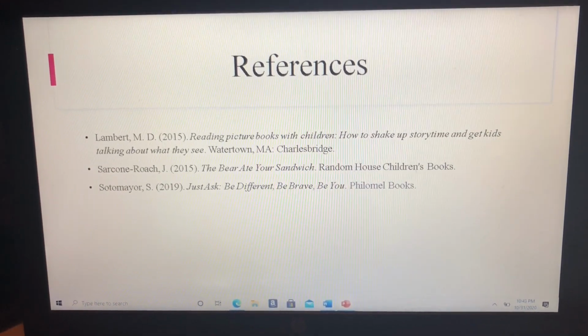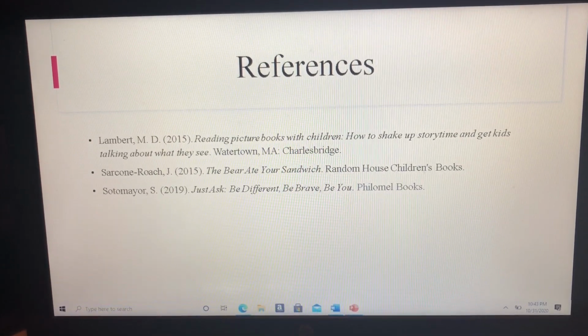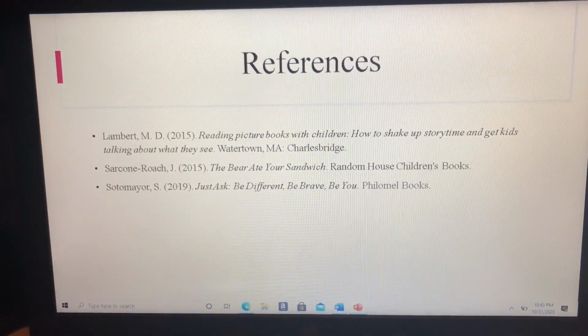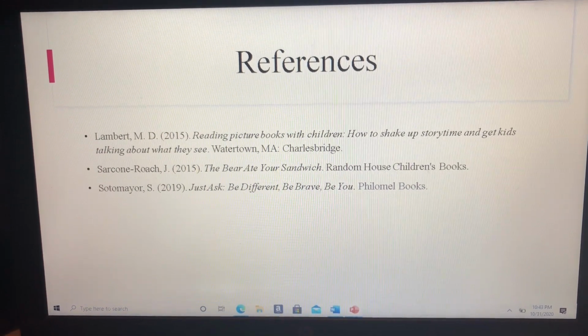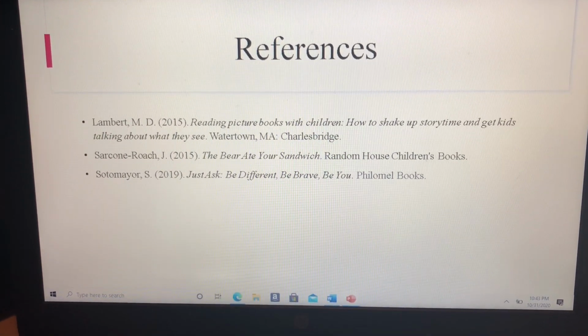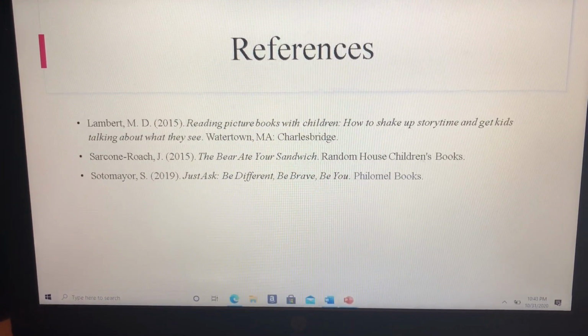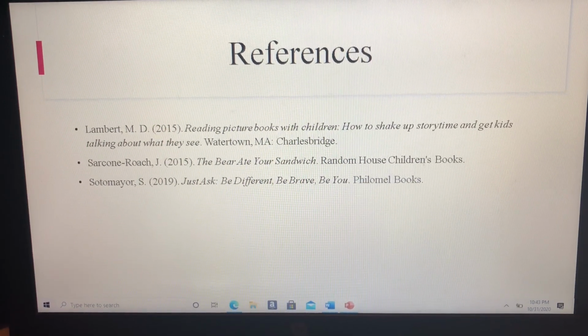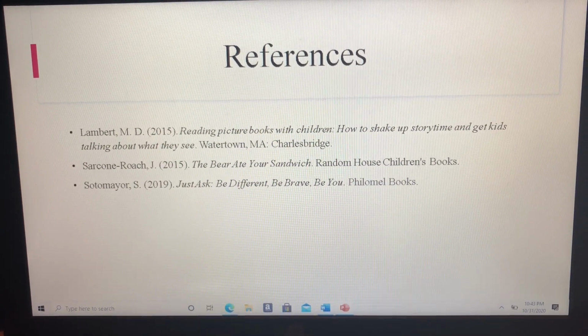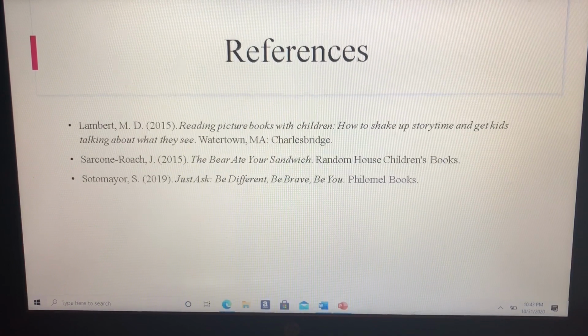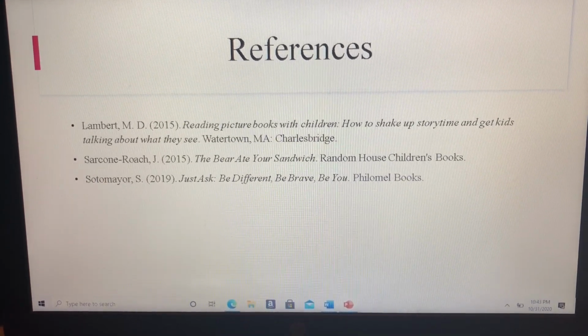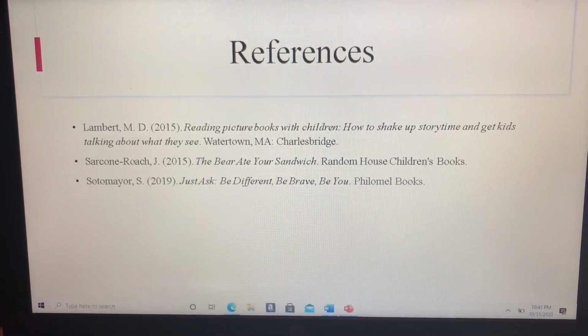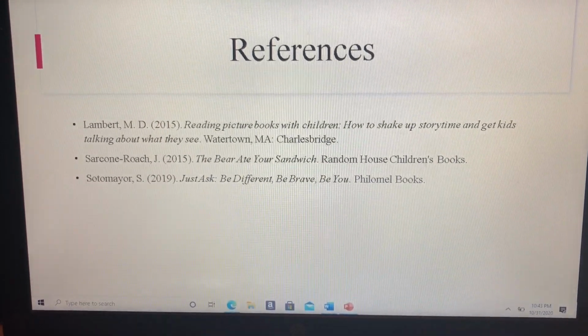Here are the references for The Bear Ate Your Sandwich, as well as Just Ask, Be Different, Be Brave, Be You. And you can look at Reading Picture Books with Children: How to Shake Up Story Time and Get Kids Talking About What They See. That has a lot of good information about the whole book approach. What I hope you do is take the information that you learned from this video and use it to read other picture books using the whole book approach with your children.